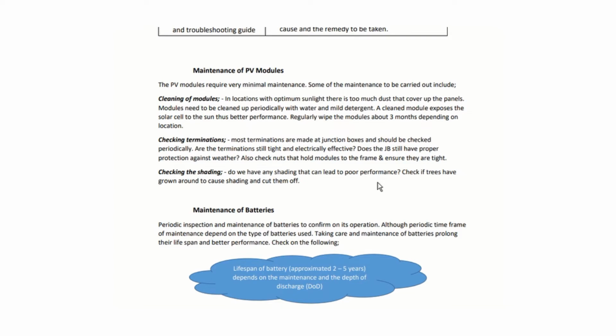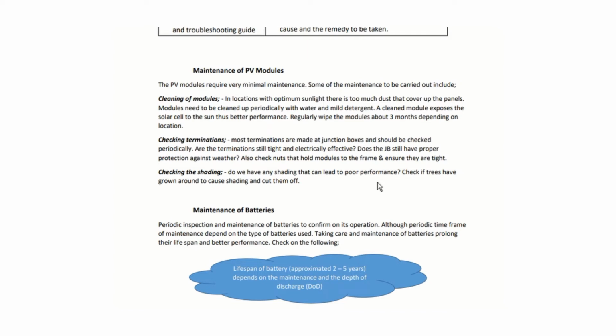performance. So cleaning of modules with water, checking terminals, and checking the shading are the basic three maintenance tasks that are carried out on solar panels.